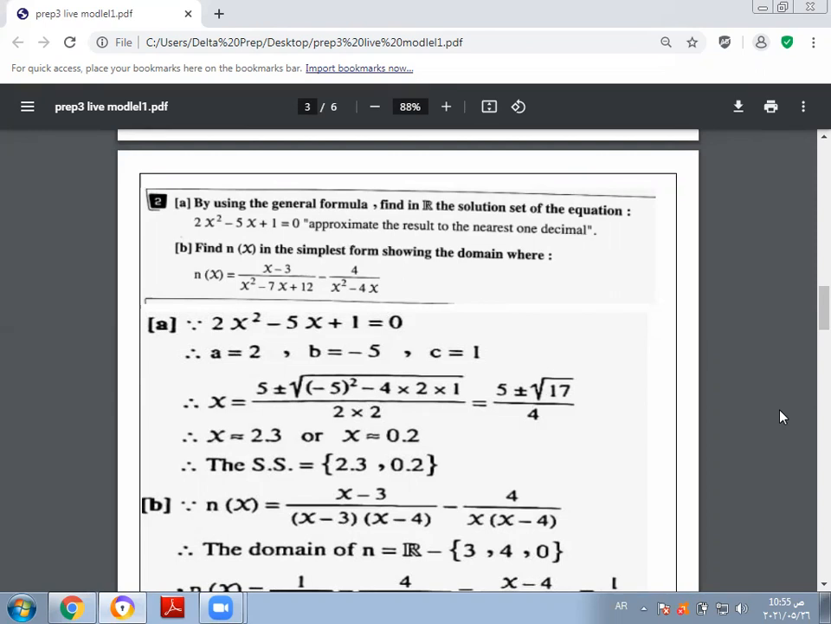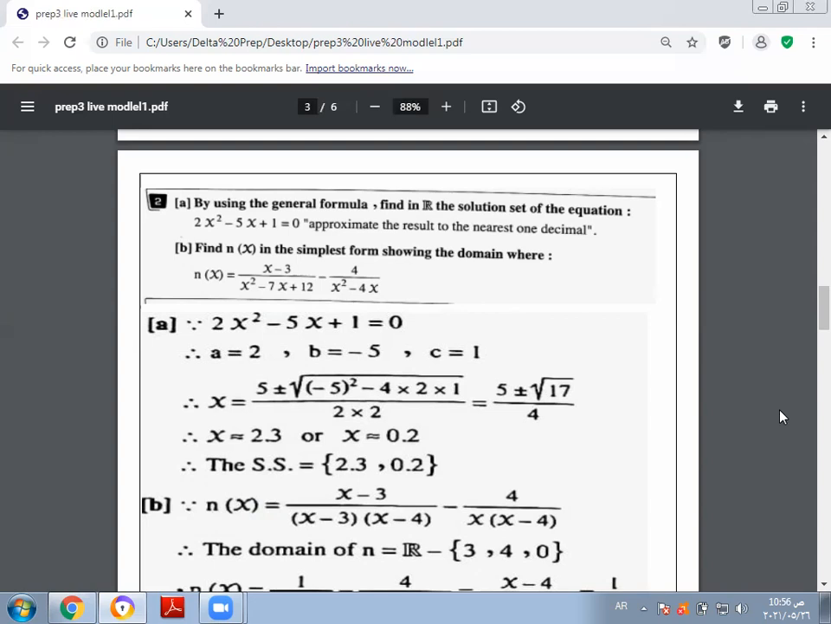So a equals 2, b equals negative 5, c equals 1. We use the rule x equals negative b plus or minus the square root of b power 2 minus 4ac, over 2a. So here x will be 5 plus or minus the square root of negative 5 all power 2 minus 4 multiplied by 2 multiplied by 1, and in the denominator 2 times 2.